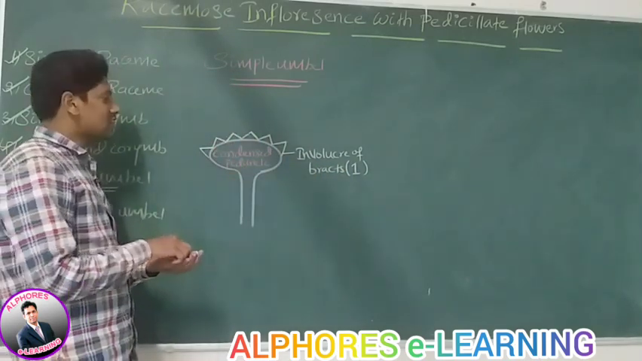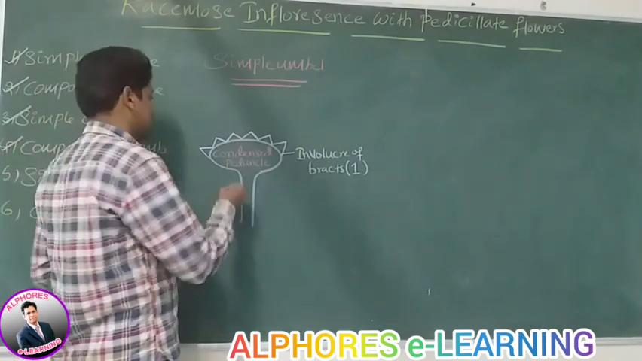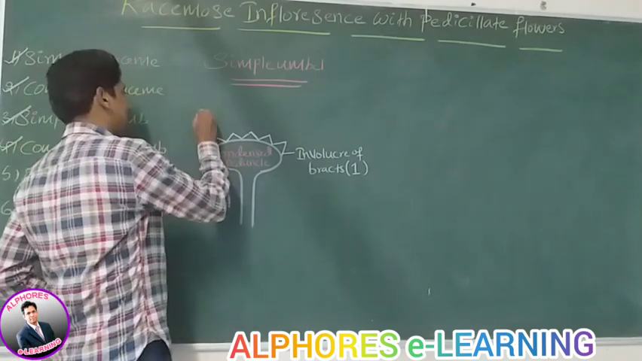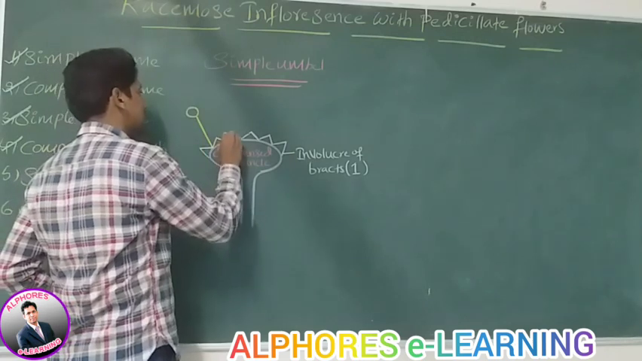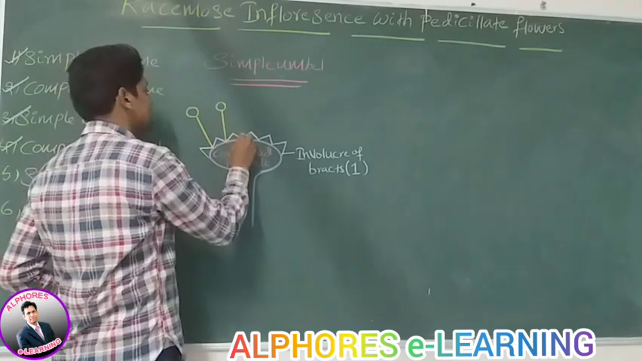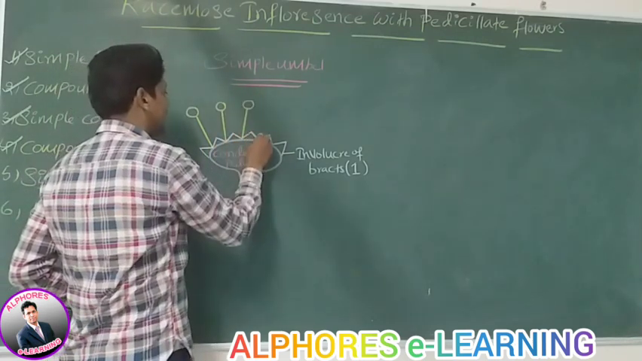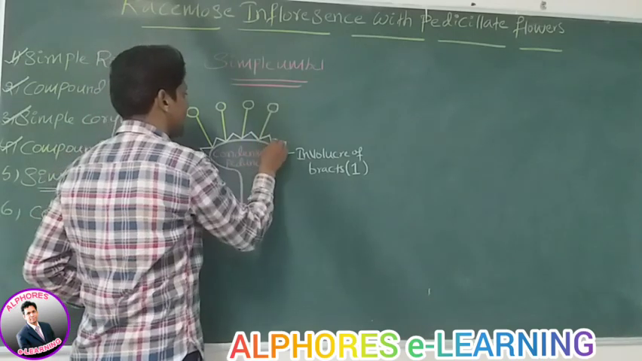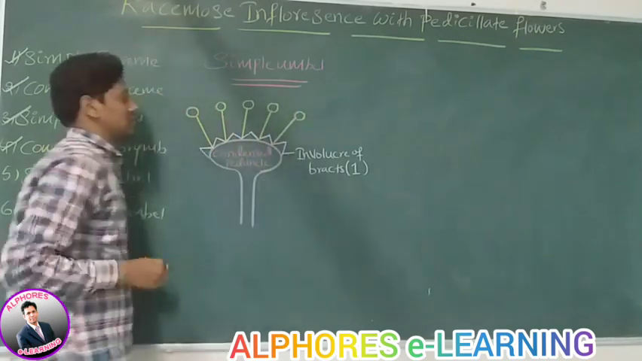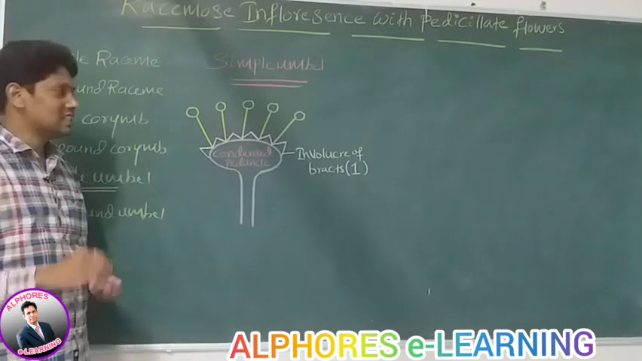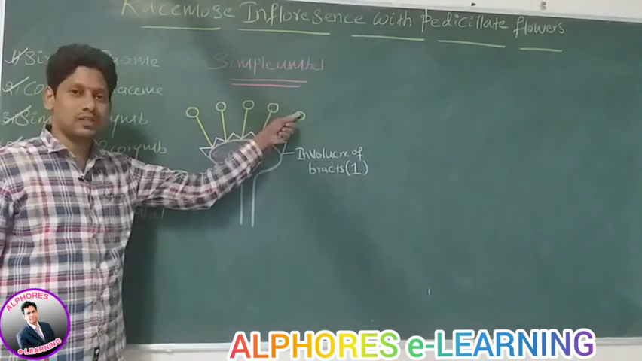Okay, right. From the axil of these bracts, what are developed? Bracteate flowers, pedicellate flowers. These bracteate pedicellate flowers are present at the same height. They are present at the same height.